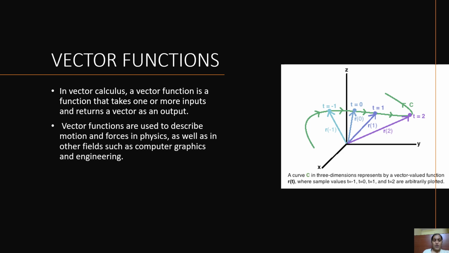Vector functions. In vector calculus, a vector function is a function that takes one or more inputs and returns a vector as an output. Vector functions are used to describe motion and forces in physics as well as in other fields such as computer graphics and engineering. One example of a vector function is the position function, which describes the position of an object at any given time. Another example is the velocity function, which describes the rate at which an object's position is changing over time.